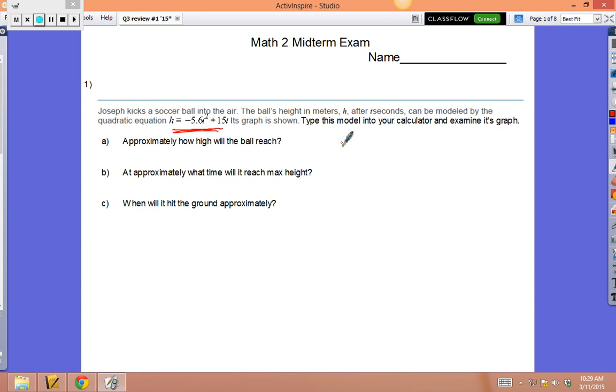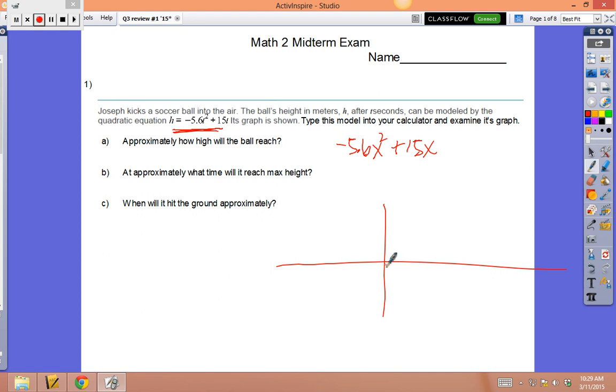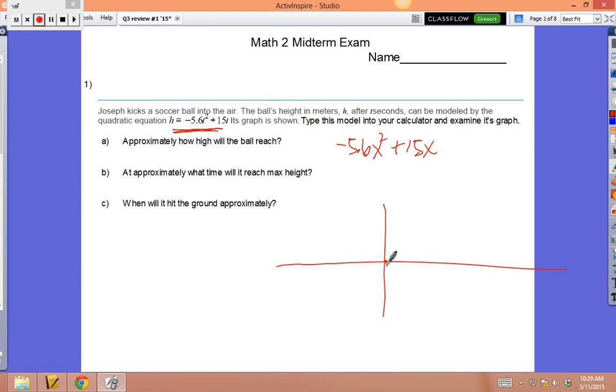So you need to write in a negative 5.6x squared plus 15x. So you got to change those t's to x's. And then when you look at the graph, it looks something like this. It starts off right here, and it goes up, and then it comes back down.